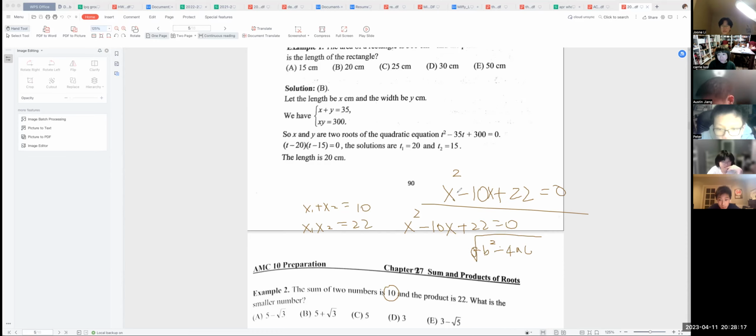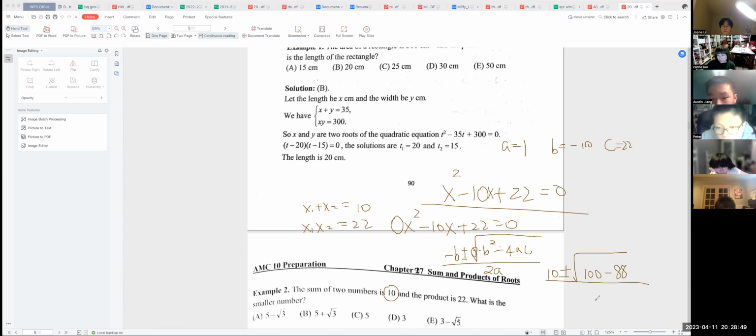Negative b plus or minus the square root of b squared minus 4ac, divided by 2a. Very good. So in this equation, a equals what? A equals 1. Okay, Calvin, the a is the coefficient before the x squared, which is the highest degree. B equals negative 10 and C equals 22. So 10 plus and minus the square root of 100 minus 88, over 2.